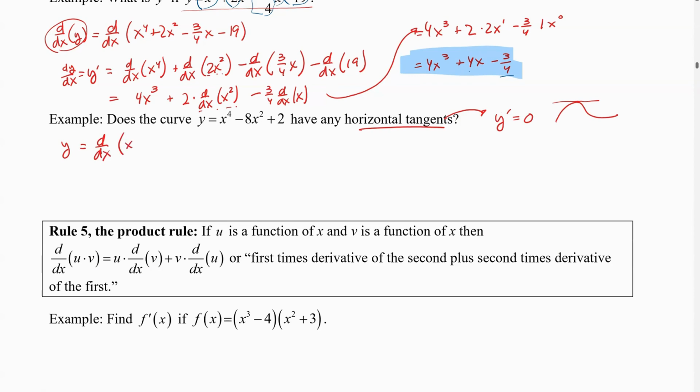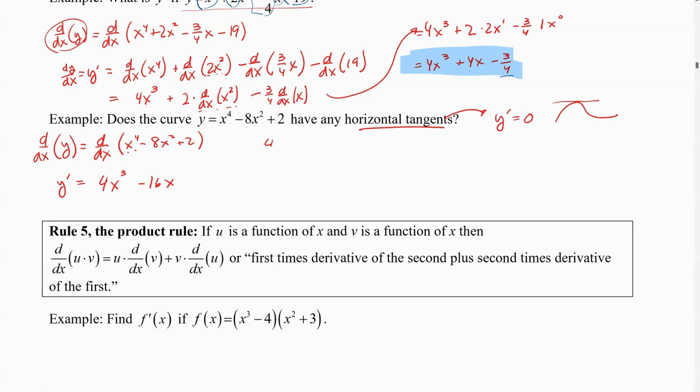Actually, I should have 2 steps. Let's take the derivative of y. Let's take the derivative of x to the fourth minus 8x squared plus 2. This is y prime. Derivative of x to the fourth, bring the power down, reduce the power by 1. Bring the power down, that gives me negative 16, reduce the power by 1, 16x. Derivative of 2 is 0. Hey, we got the derivative.